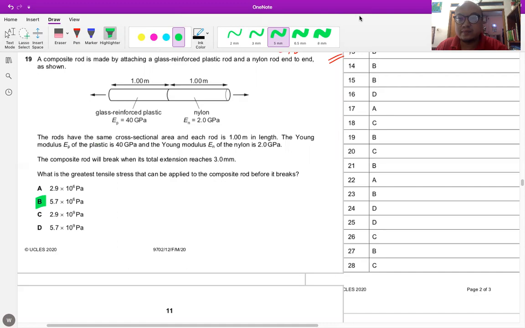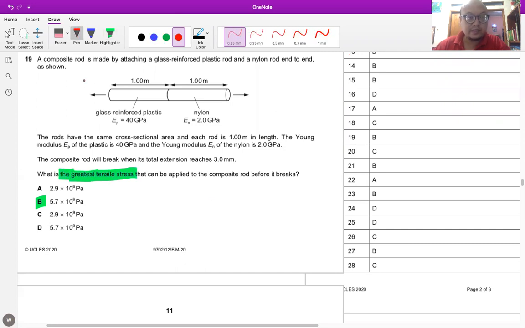Okay. We need to find the tensile stress, the greatest tensile stress. You see this here, this is force. This is also force, on different sides. When we remember force over A, this equals P, which is the Young modulus times delta L over L.